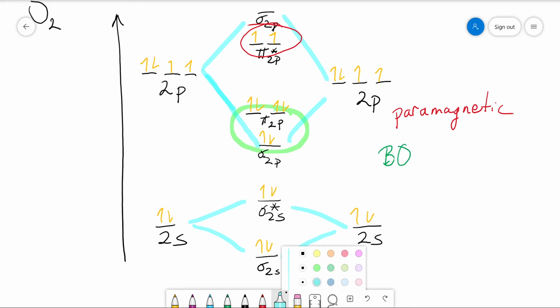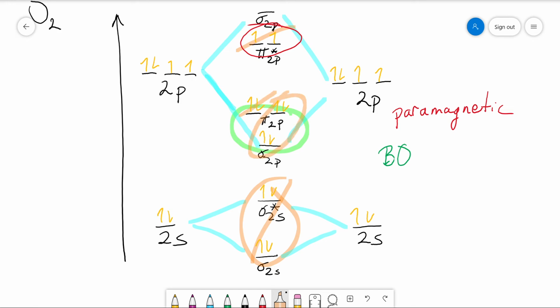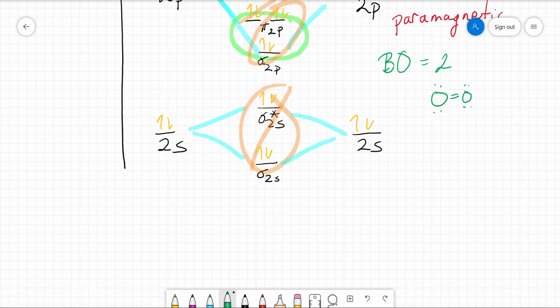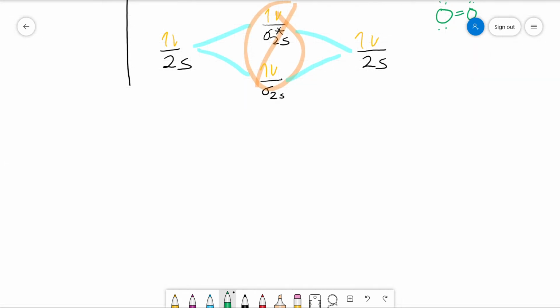Bond order. Let's look. Okay. These guys cancel each other out. These two cancel out one of these, doesn't matter which one. That leaves us with 2 bonding orbitals filled. Gives us a bond order of 2. You can do the math, you'll get the same answer. Oh, and O2, remember the Lewis structure, bond order of 2. All right.